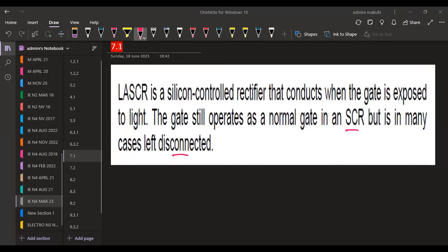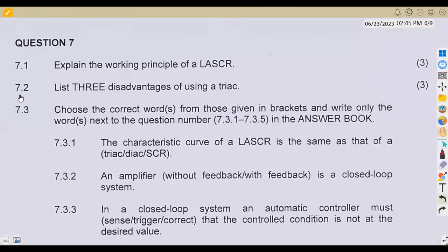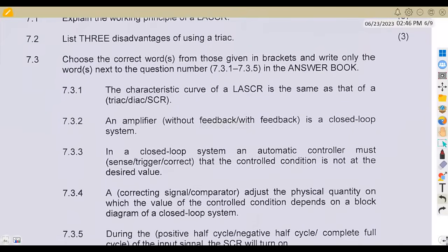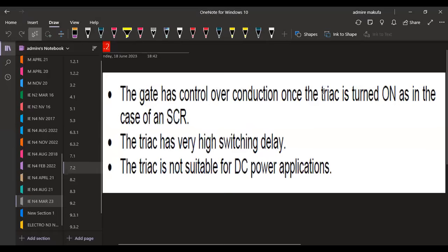Then the second part, these are just theory questions. 7.2, list disadvantages of using a triac. What are the disadvantages we might have in the involvement of a triac? In this case, the gate has no control over conduction once the triac is turned on, as is the case in an SCR. The triac has a very high switching delay. The triac is not suitable for DC power applications. Meaning to say we are limited when we deal with DC.